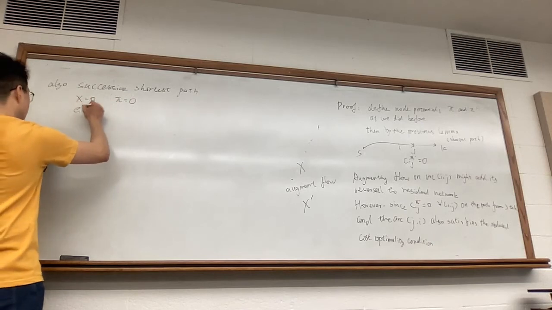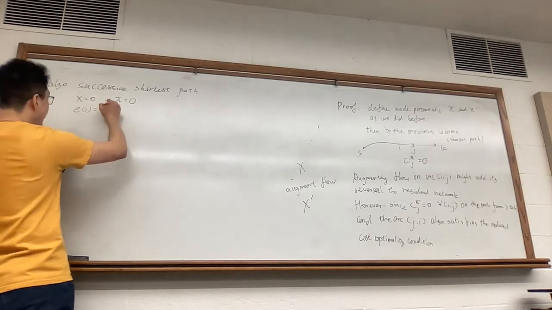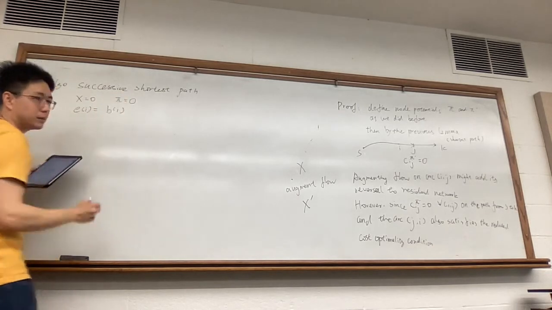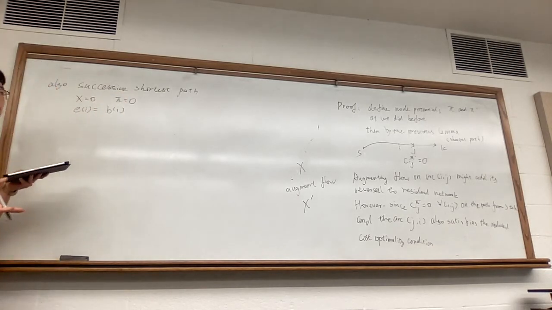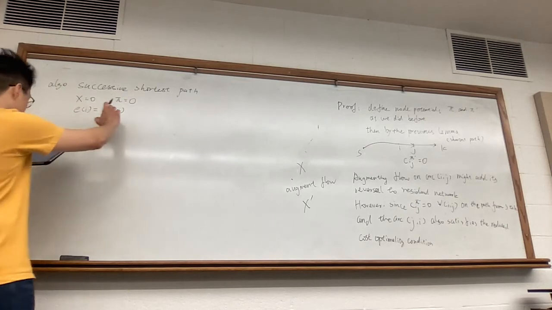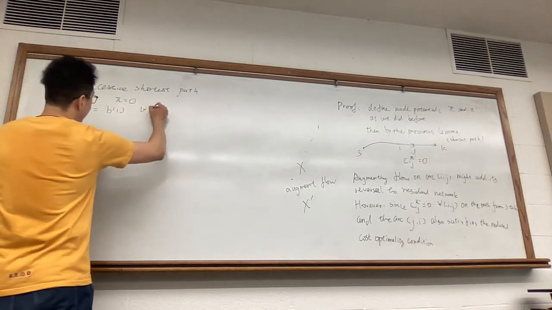And in this case, the imbalance of node i is just b_i, right? Because currently there's no flow on this network. Then the imbalance of node i is just equal to b_i for any i in the node set.